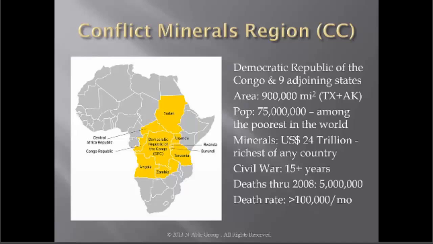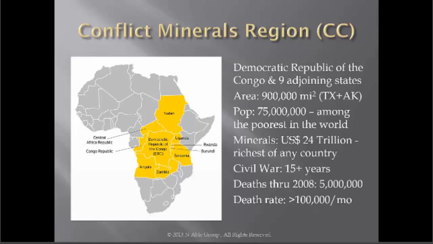Now, this is not all due to conflict. It's due to starvation and disease and things like that, but the problem is exacerbated by the fact that people are manipulating the population to make money off conflict minerals.